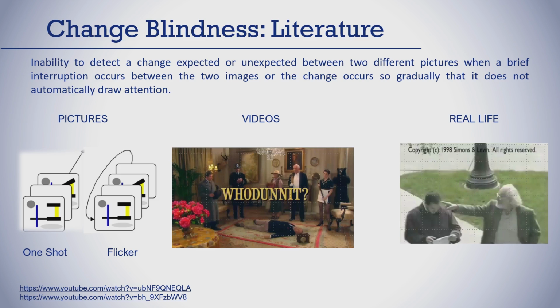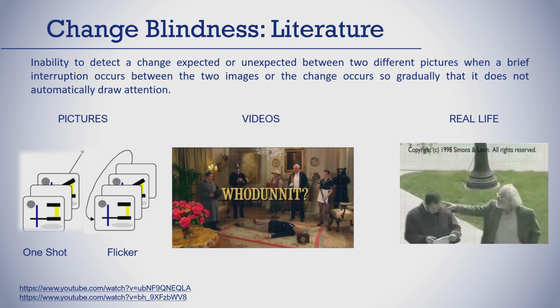In particular, if we consider pictures, we have two paradigms. The one-shot, which is the one I use when I replicate this kind of experiment in virtual reality, and the flicker one. In the one-shot, there is one image, blank, and a second image. While in the flicker, there is a loop. First image, blank, second image, blank, first image, and again and again.